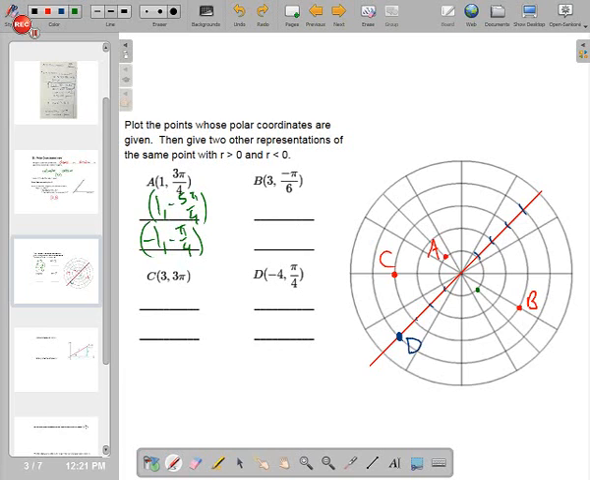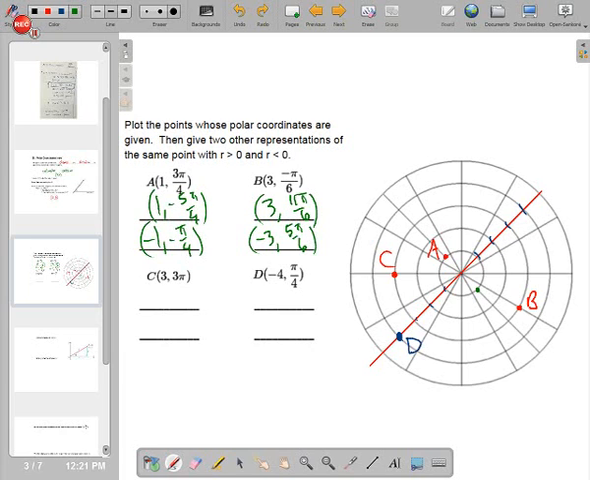I'll maybe do part B, but I'm not going to do all of them. So part B, let's try another one. I could say that that is radius 3, and then you just go all the way around, so that's the same as 11 pi over 6. Or I could say it's negative 3, and then where would I be? Negative 3 would be at 5 pi over 6.